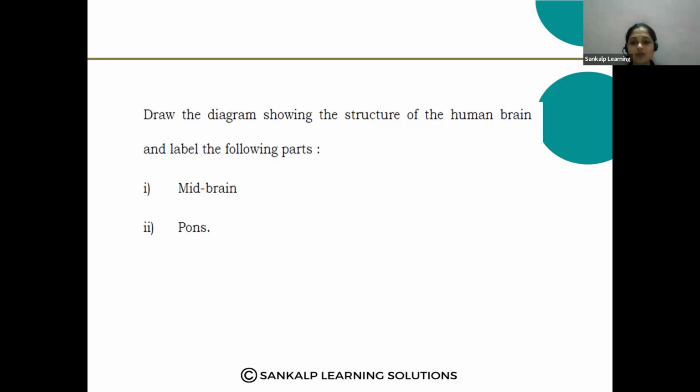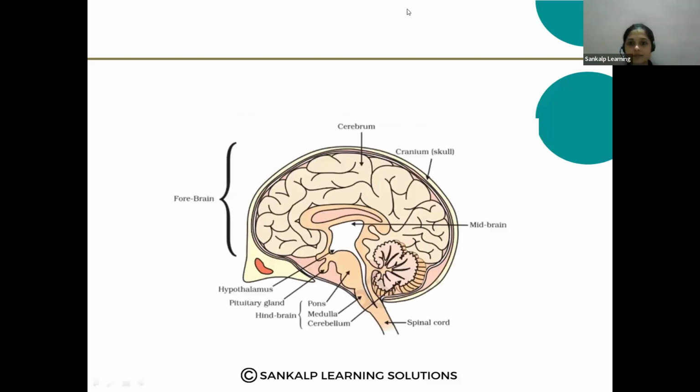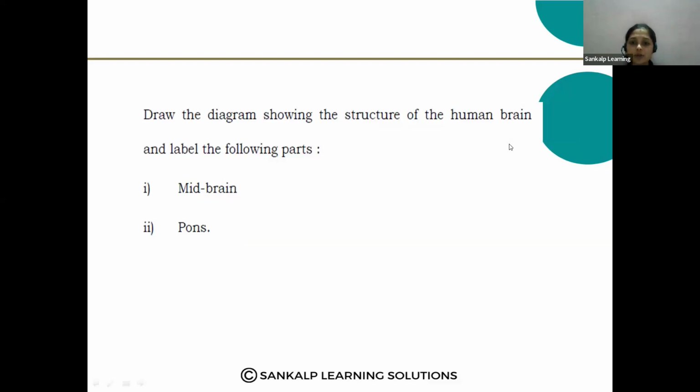Ma'am, how should we draw the pons? The pons is here. The pons is not drawn separately. You should draw the brain. Midbrain and the pons are parts of the brain, and they will ask you to label these parts.